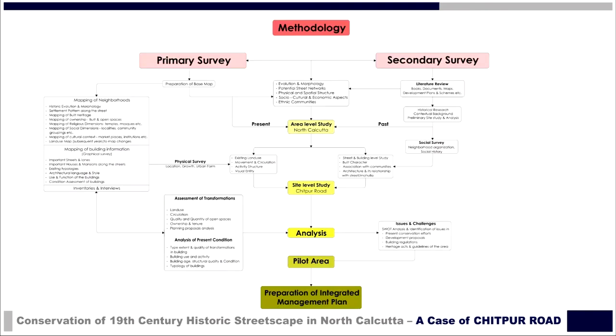The study is carried through primary and secondary studies at an area level, North Kolkata, site level, Chitpur Road, and building level, built heritage at Chitpur Road. Various architectural documentation, mapping and listing are done with physical and social survey for assessment of transformation, analysis of present condition, social structure, neighborhood organization, etc. The whole site of Chitpur Road, approximately 5 kilometers, is divided into 5 major zones to achieve circumstantial studies.